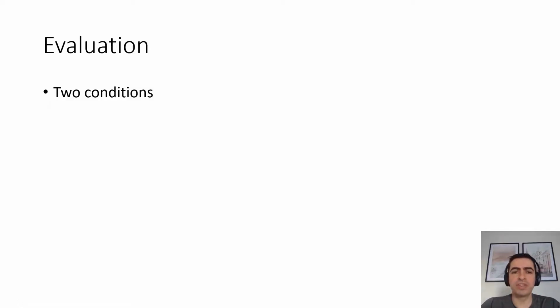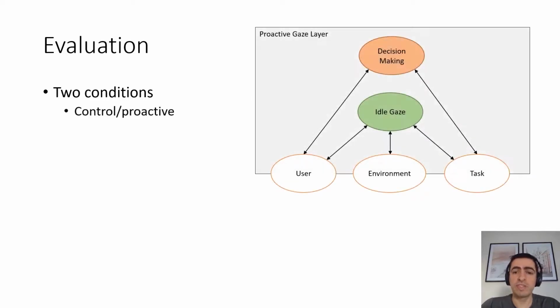We evaluate our joint attention model in 2 different conditions. The control condition represents the typical HRI method of most robots and only uses the proactive gaze layer with decision-making and idle gaze. We carefully designed the idle module to exhibit believable gaze behavior with the goal of making a fair comparison with the full condition.